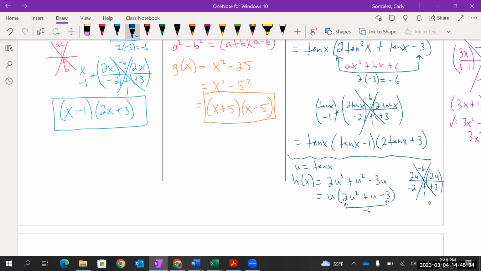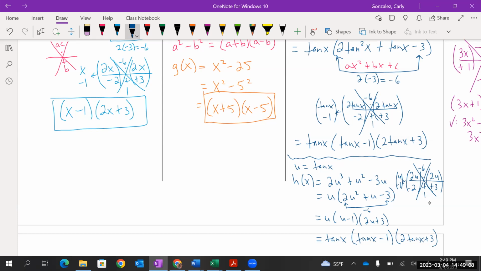And we have one factor that is ready to go. The other needs to be reduced by 2 to get that u minus 1. And so we drop down that u, we got u minus 1 and 2u plus 3. And then to finish it off, we have to substitute our tan x back in. So tan x times the quantity tan x minus 1, and then times 2 tan x plus 3.